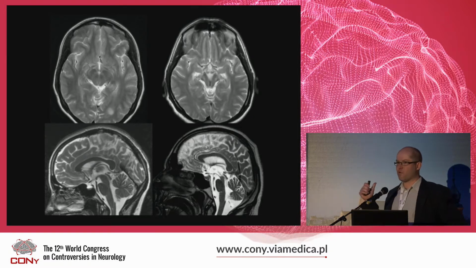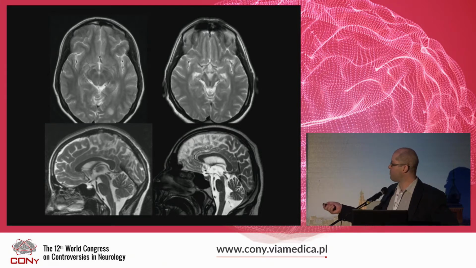And I know only one other diagnosis that could make such a severe mesencephalic atrophy, and this is PSP, progressive supranuclear palsy. So whenever you see this pattern in a younger patient, you must suspect Wilson disease.